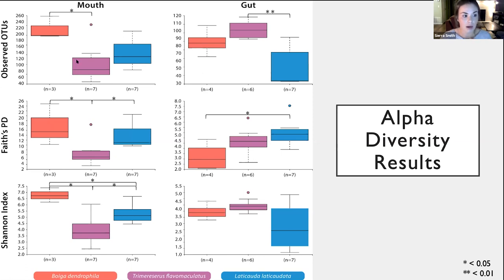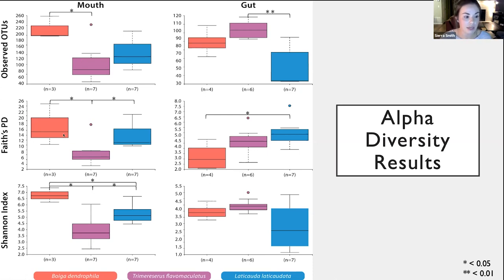For example, the three Boyga samples had a lot of OTUs compared to the Trimeriseris, which is in purple, and the Laticata, which is in blue. So this analysis actually yielded a significant difference between the Boyga and Trimeriseris in terms of observed OTUs.